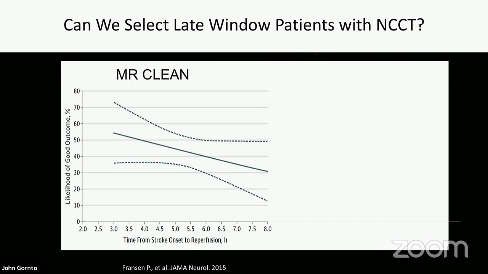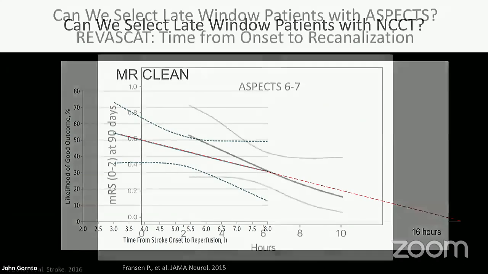Here's the MR CLEAN results, just looking at good outcome in patients who are reperfused over time. And as you can see, as you extrapolate these very depressing, downward-sloping curves that you've seen over and over again, it suggests if you don't select patients, there's not going to be a lot of good outcomes as you get out to 12 or 16 hours.